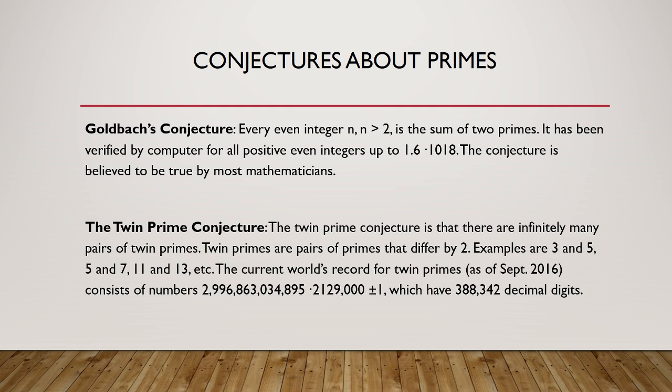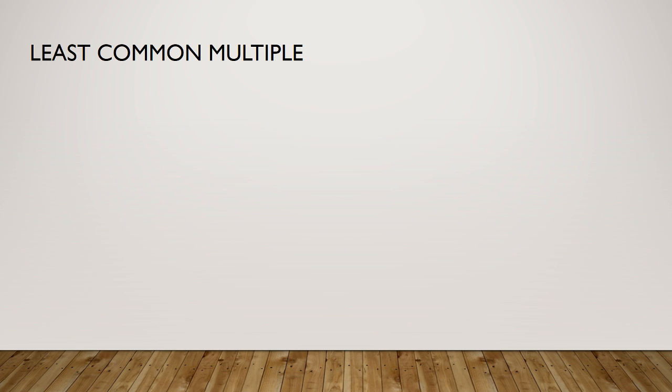The twin prime conjecture, however, is a conjecture that there's an infinite number of twin primes, like 3 and 5, 5 and 7, 11 and 13. The current record for the biggest twin prime has 388,342 decimal places, which is insane. I can't even possibly say that number.